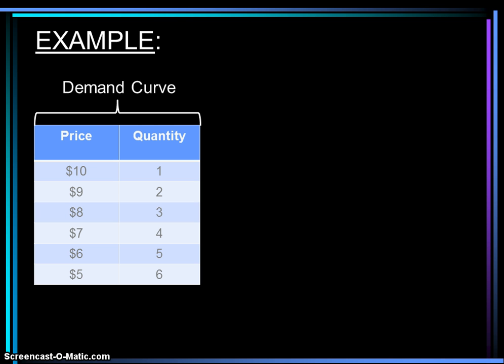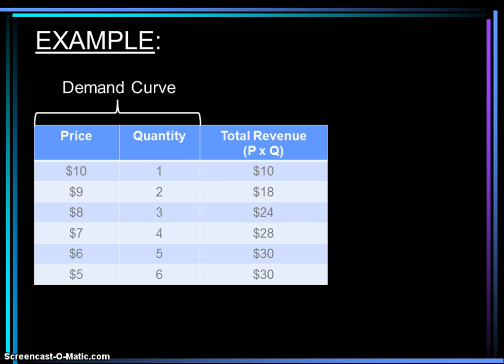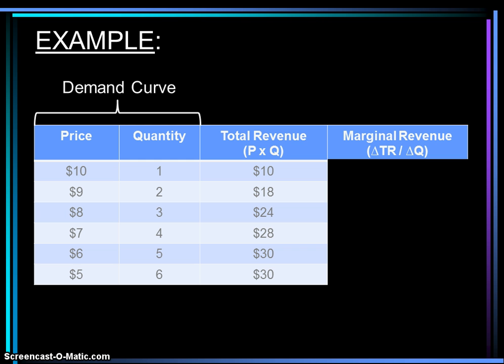Okay, let's prove that this is true. Let's say this is the downward sloping demand curve for the product, such as what was shown in the graph in the previous slide. And here's the total revenue, which is price times quantity. And from total revenue, we can calculate marginal revenue, change in total revenue over change in output quantity. So the marginal revenue of the first unit of output is 10. As we move from 0 to 1 units of output, our additional revenue will be $10.